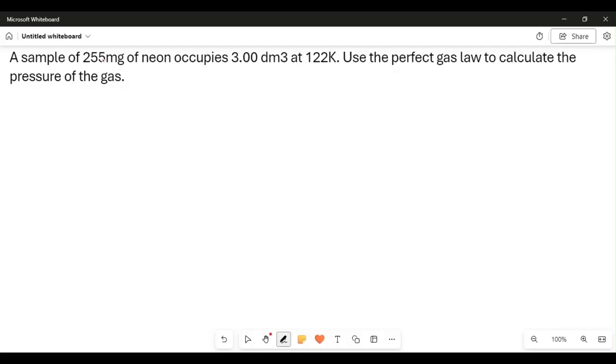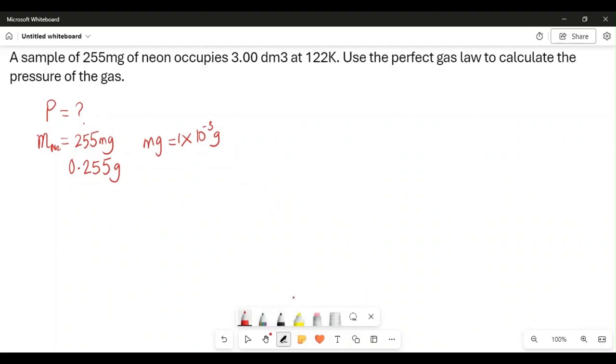Today we're going to be working on the question. A sample of 255 milligrams of neon occupies 3.00 dm cubed at 122 K. Use the perfect gas law to calculate the pressure of the gas. So we're asked to calculate the pressure. We're told that the mass of the sample of neon is 255 milligrams, which is the same thing as saying 0.255 grams, because milligrams is the same thing as 1 times 10 raised to the power of negative 3 grams. So basically, you're going to move the decimal point 3 places to the left. So the mass of neon is going to be 0.255 grams.